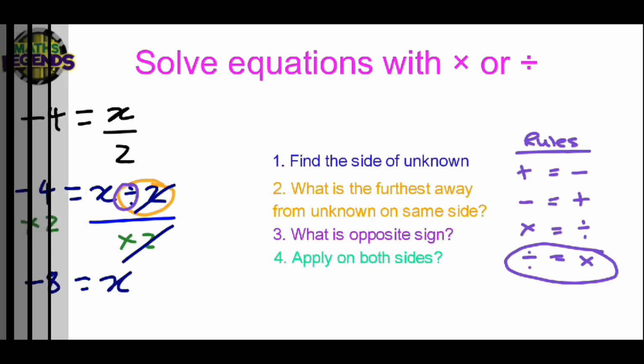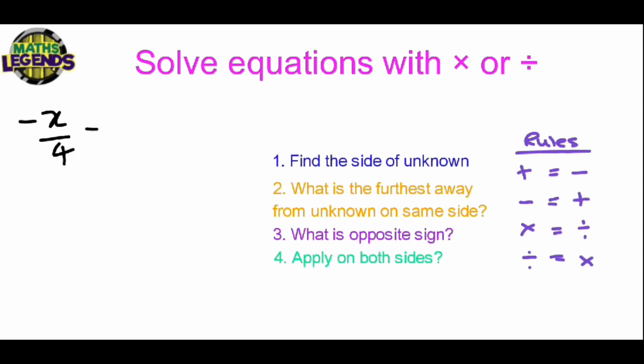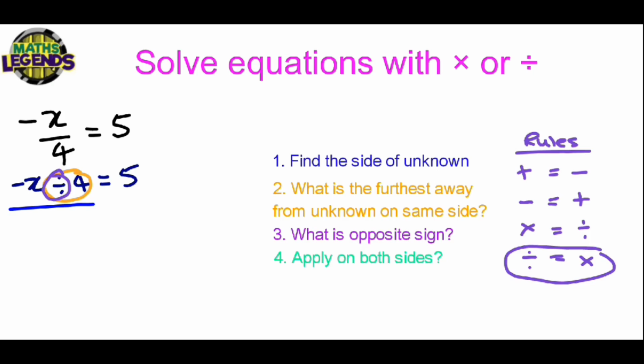Let's look at another example. -x over 4 equal to 5. Now in this case, we can write this out again as -x divided by 4 equal to 5. We then ask the same questions. So x is on the left hand side. Now what is furthest away from the unknown? Well, in this case, the minus sign and the divide 4 are in the same position. So in this case, we'll choose the divide 4. So now we look at the sign to break the link. So here, using the rules, the opposite is times. So we're going to apply times 4 on both sides. We then simplify. So this becomes -x equal to 20 as these 4's cancel.